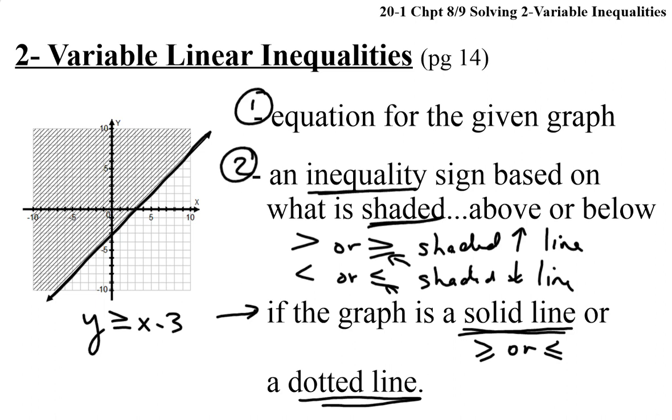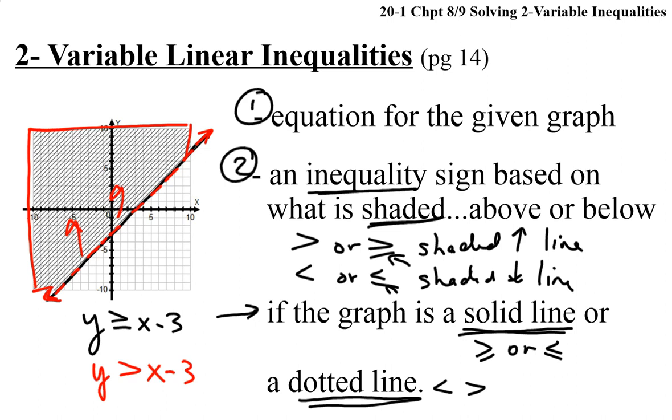If the graph was a dotted line, that would be saying don't include the equal to. So if I have this exact same graph, but my initial line wasn't solid but dotted, and we still had shading above, we would be saying y is greater than, because we're shading above but not equal to. So y is greater than x minus 3, and the dotted component of the line is saying doesn't equal. So that's how you show inequalities with two variables.